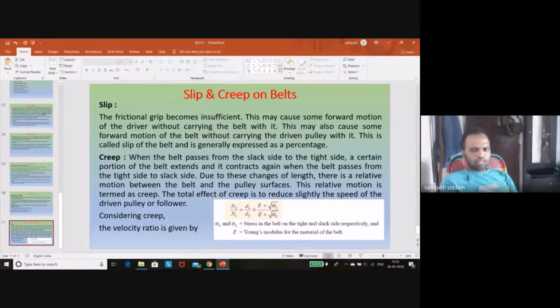What is creep? When the belt passes from the slack side to the tight side, which I told you earlier, a certain portion of the belt extends, and it contracts again when the belt passes from the tight side to the slack side. Due to these changes of length, sometimes increasing, sometimes decreasing, there is a relative motion between the belt and the pulley surfaces. This relative motion is expressed as creep.